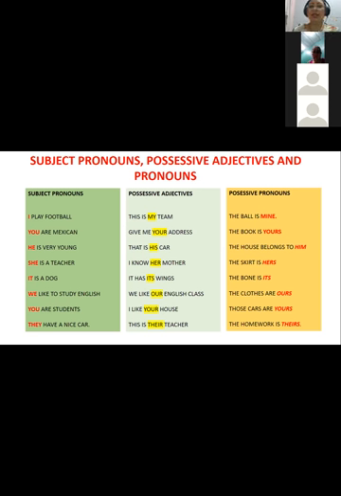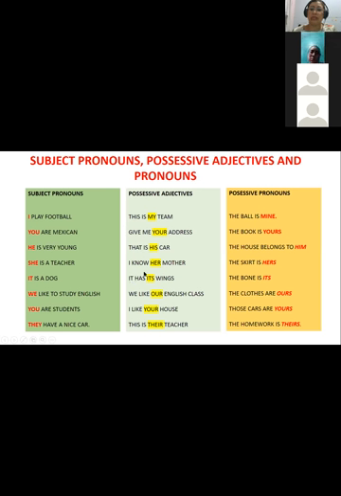And the possessive adjectives basically modify. Remember that an adjective describes or modifies a noun. So in this case, this is my team. The adjective is my, and it's modifying the noun team. Give me your address. Your, the possessive adjective your, modifying the noun address. That is his car. In this case, we have his as possessive adjective, modifying the noun car. I know her mother. In this case, her is the possessive adjective and mother is the noun.